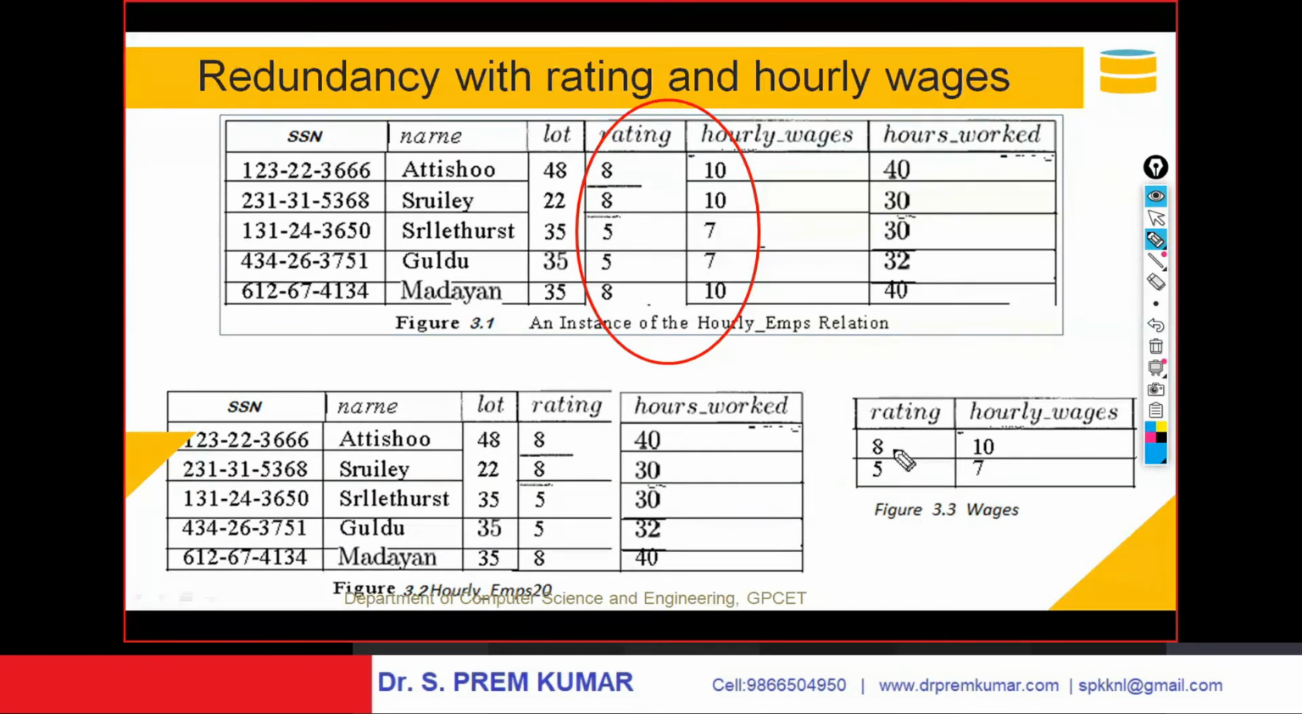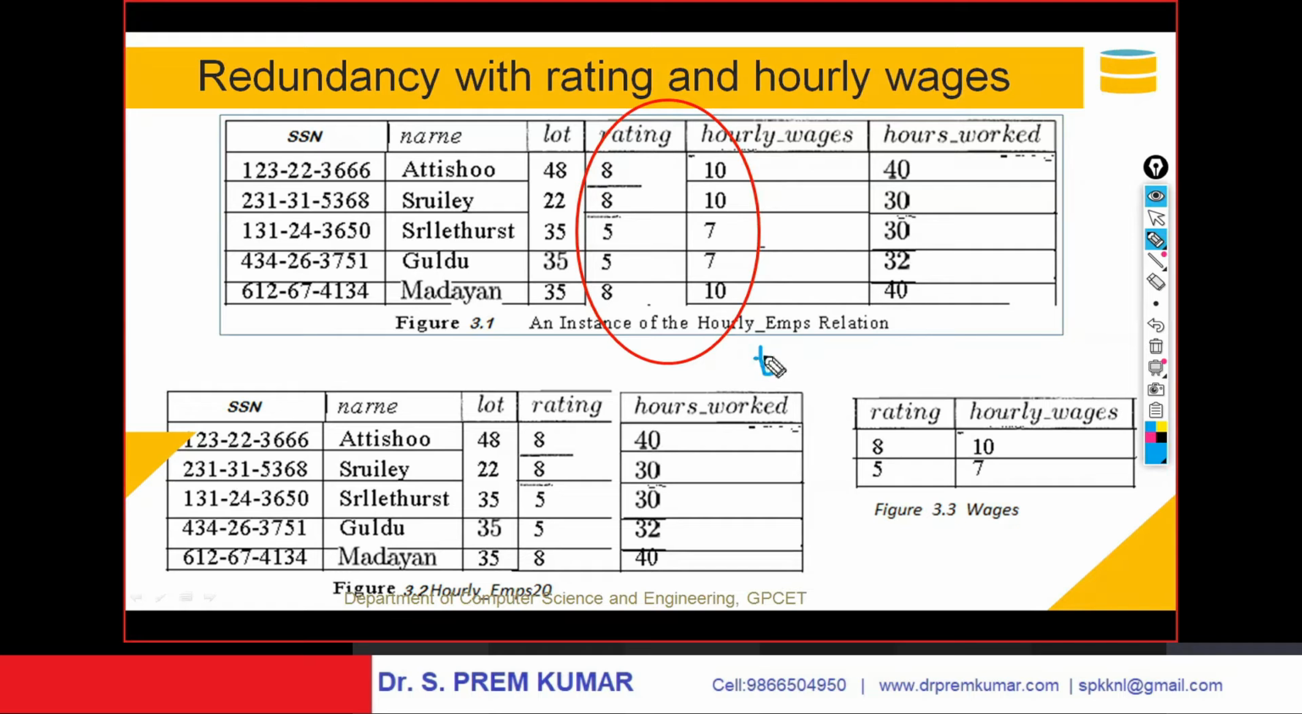8 occurred only one time, and $10 we pay per hour. 5 occurred only one time, and we pay $7. Now 10 and 7 occurred only one time. Here you can see in this table, there is Atisho, whose rating is 8, means for him we pay hourly $10. Here there is Guldu, a person whose rating is 5, means how much we pay? We pay $7. So we decompose the table into table 1 and table 2.